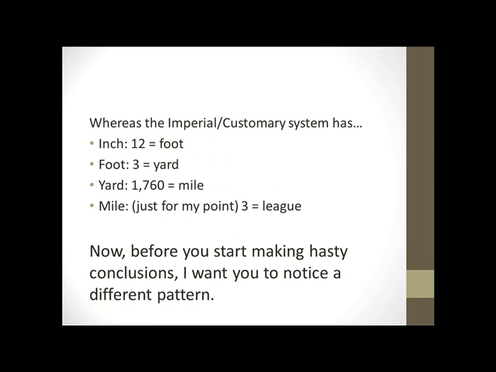Whereas the imperial/customary system has 1 inch, 12 inches is 1 foot, 3 feet is 1 yard, 1,760 yards is 1 mile, and, just for my point, 3 miles is 1 league. Now then, before you start making hasty conclusions, I want you to notice a different pattern.